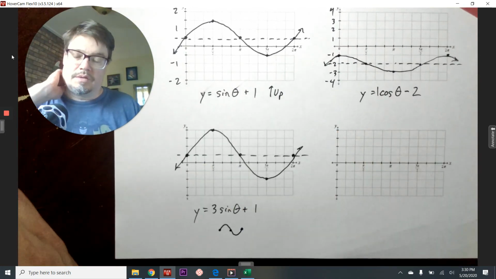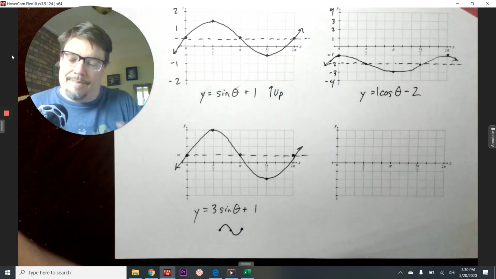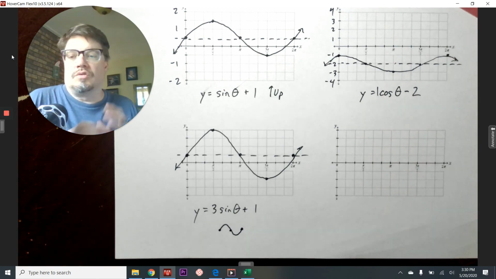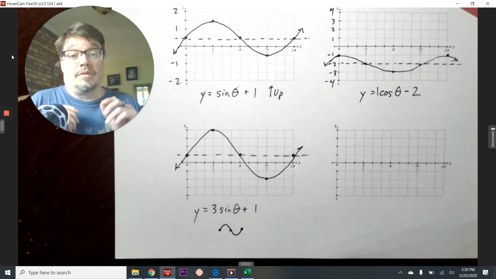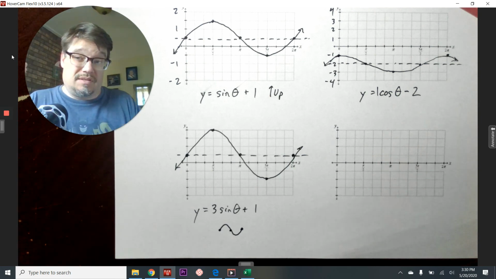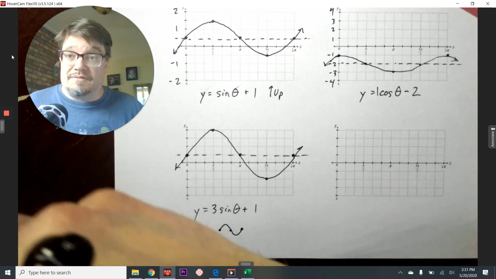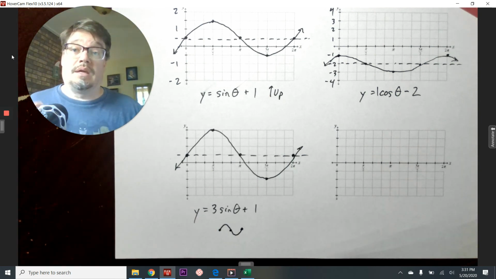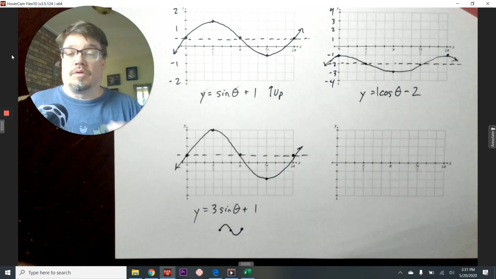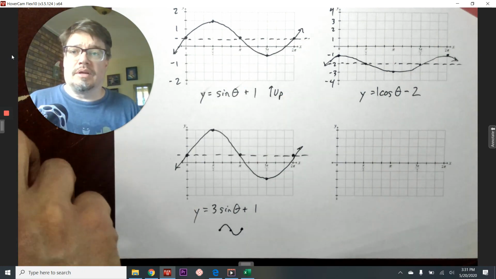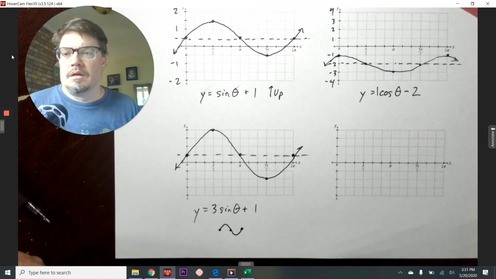Okay, so right now I'm going to stop. I'm going to give you guys 12 of these. They're going to start with just the first 6 will just be vertical shifts, and then the next 6 will actually be amplitudes and vertical shifts. And I'll actually go ahead and give you the answer key to see how you're doing as well.